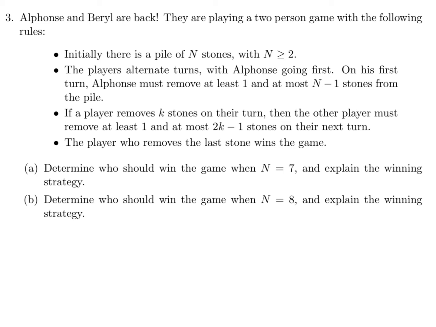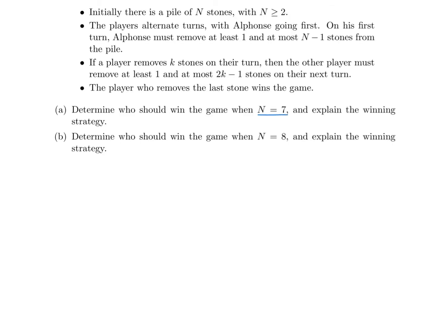Explain the winning strategy. So n is 7, so that is what we're starting with. And Alphonse goes first, and then Beryl, and then Alphonse and Beryl, and so on. They are alternating turns, right? Now, we will put up here how many are remaining, and we will put how many are to be removed. Okay, so when the game first starts, there's 7 that are remaining. Nobody's removed any yet. Okay, so the strategy that Alphonse needs is that he should only remove 1 stone.